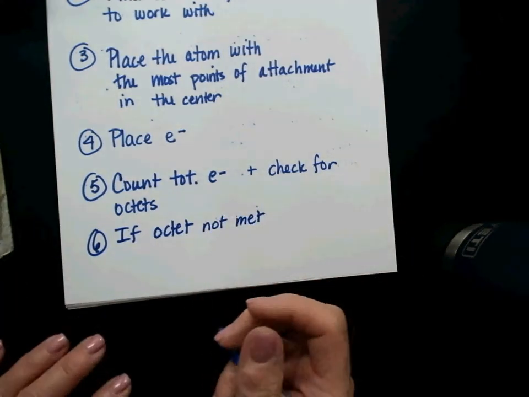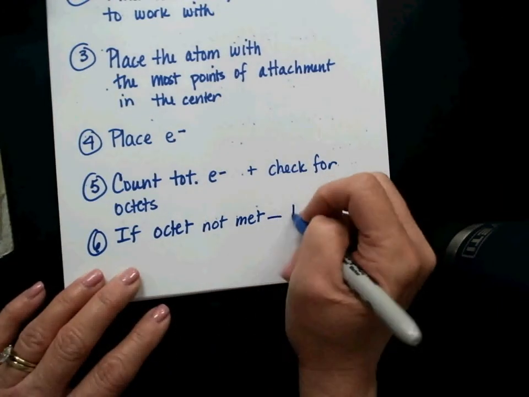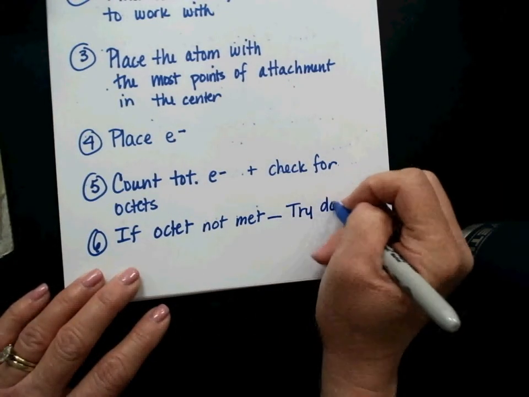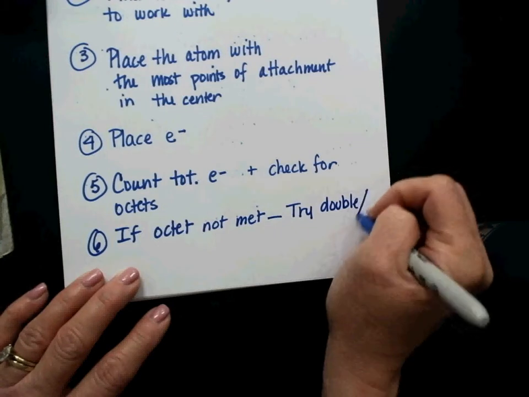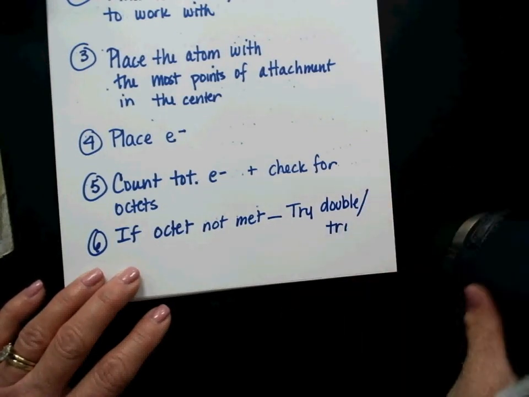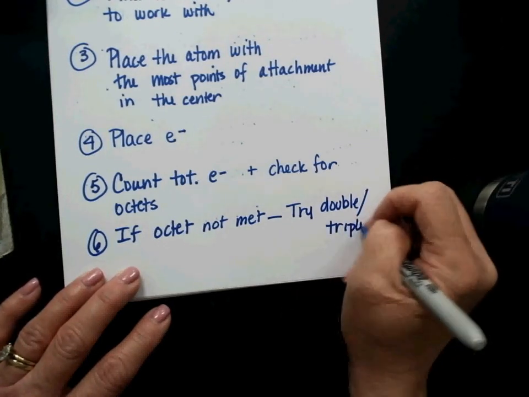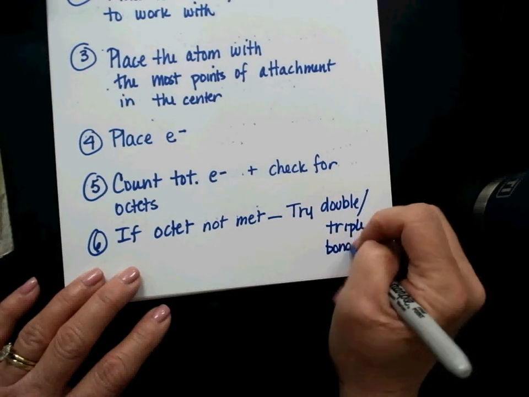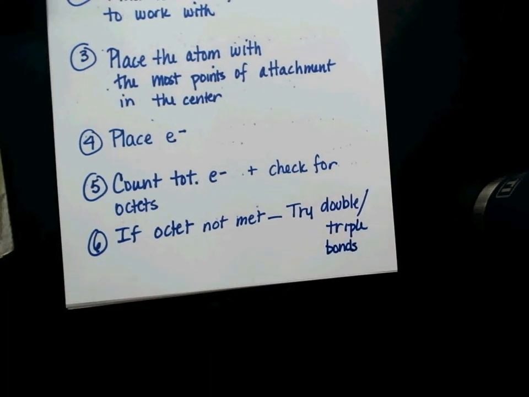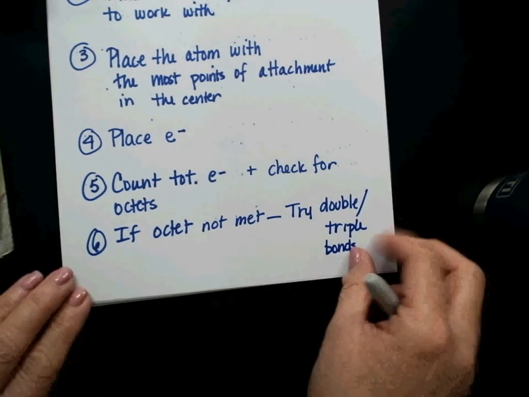And then I would say if your octet is not met, then try double or triple bonds. Don't just go in and put in some triple bonds or some double bonds. You need to draw it and then move them so that you have the correct number.